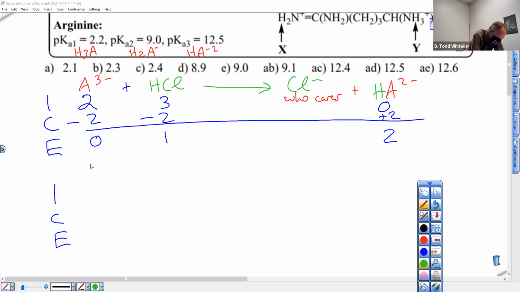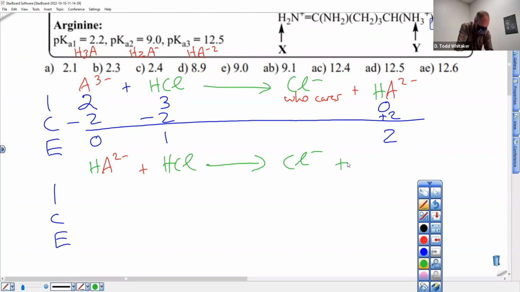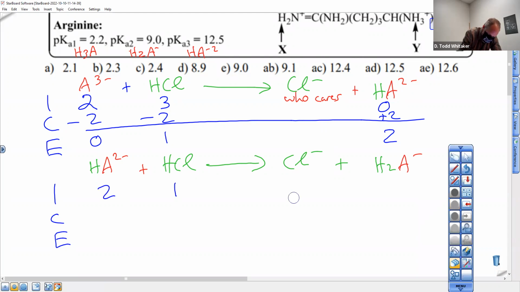We got HA2 negative to start with, plus HCl. Cl minus, who cares? And what species does HA2 negative become when it picks up a new proton from a strong acid? H2A minus. Yes. H2A minus. And you started with 2 moles of that and only 1 mole of HCl. Now, who cares? I'm just going to carry on with it.